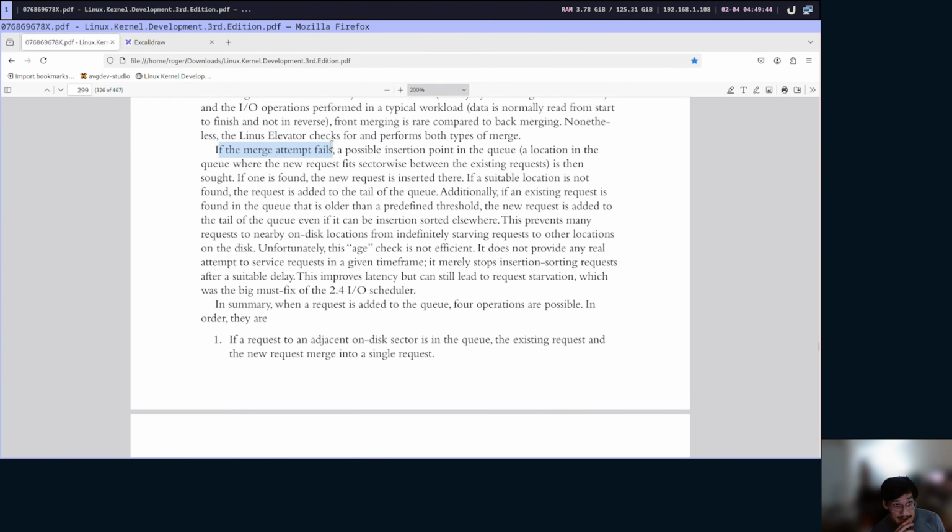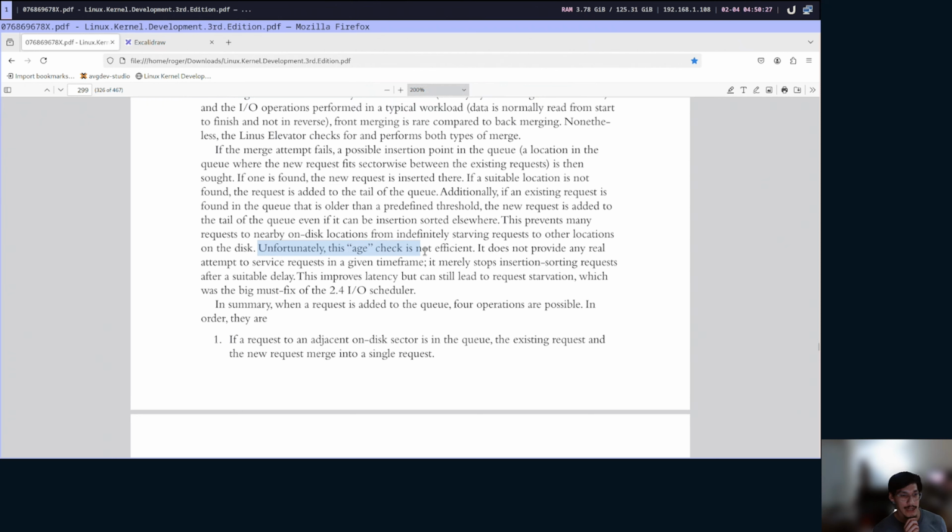If the merge attempt fails, a possible insertion point in the queue is then sought: a location in the queue where the new request fits sector-wise between existing requests. If one is found, the new request is inserted there. If a suitable location is not found, the request is added to the tail of the queue. Additionally, if an existing request is found in the queue that is older than the predefined threshold, the new request is added to the tail of the queue even if it could be insertion sorted elsewhere. This prevents many requests to nearby on-disk locations from indefinitely starving requests to other locations on the disk.